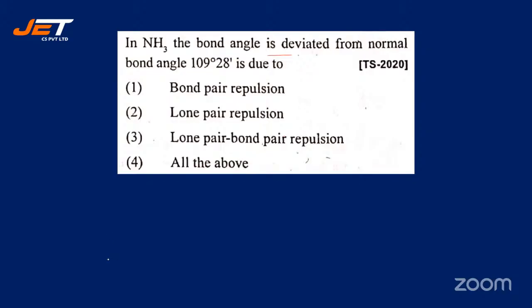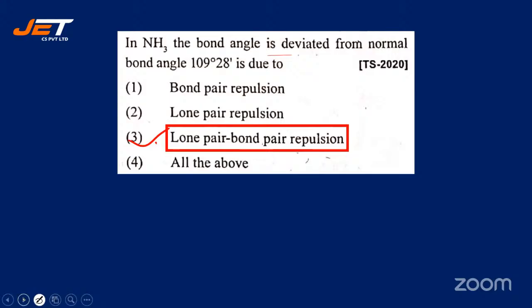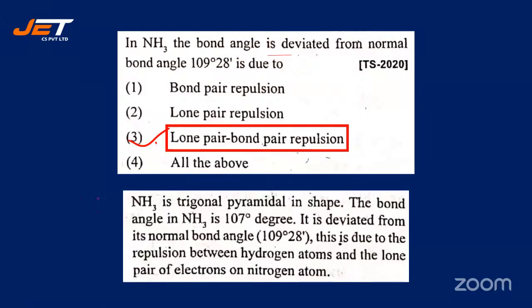Let us see who will answer this question. Anil has mentioned it as option 1. Remaining people? Afia, option 3. Different answers. So answer is lone pair bond pair repulsion. Okay, see here there is an explanation.